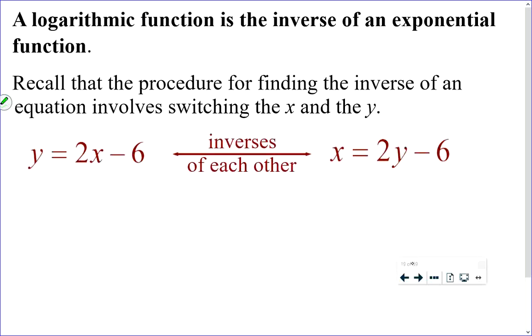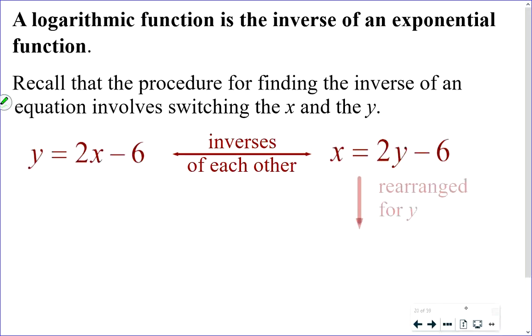These are inverses of each other. They're not the same thing. If you graph each of them, they look different. They mean different things. However, we do not like x equals. We would much rather have an inverse written as y equals in terms of x.